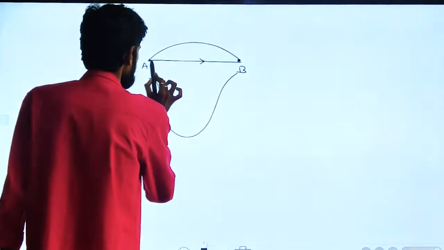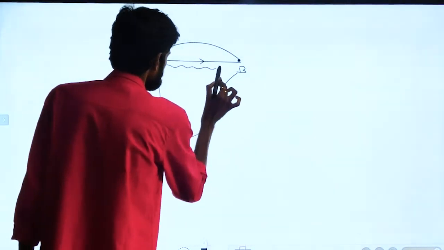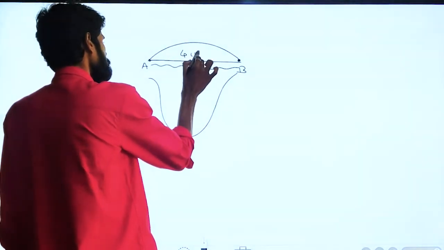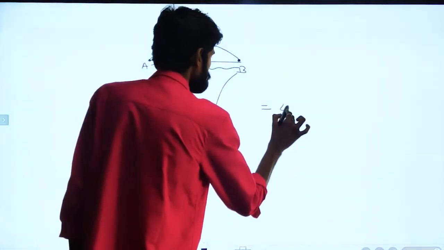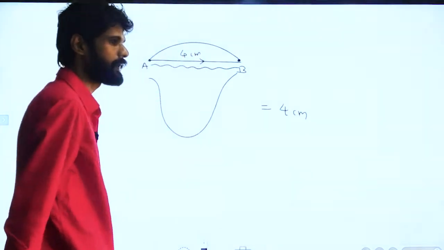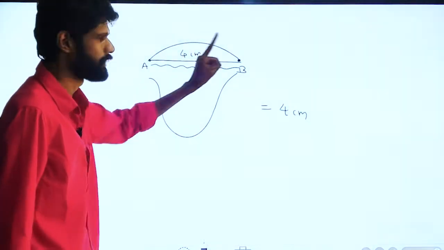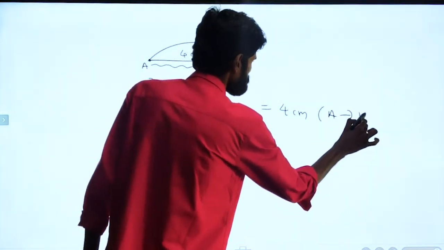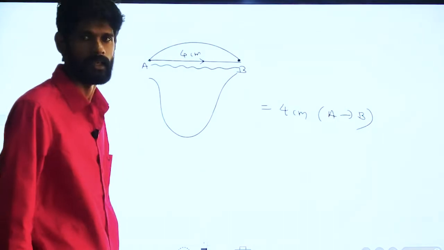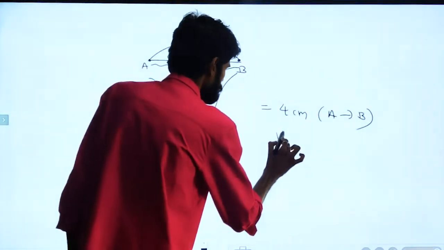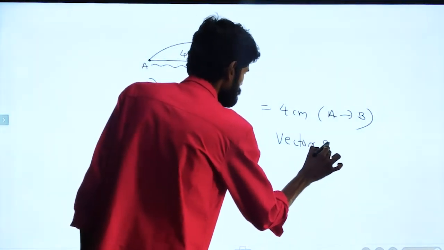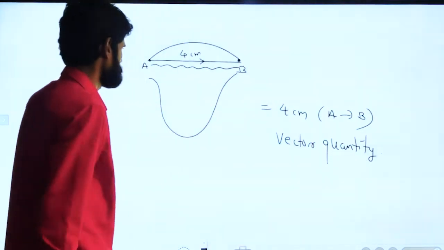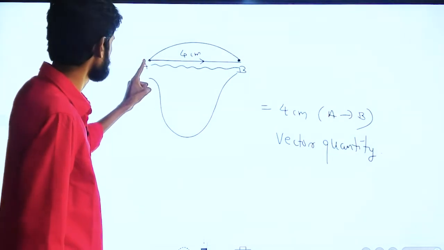The length of this line indicates the magnitude of the displacement. Suppose this length is equal to 4 centimeter. So the magnitude of displacement is equal to 4 centimeter, and it is directed from A to B. So the direction of displacement is from A to B. This displacement has both magnitude and direction, hence it is a vector quantity. Vector quantity means it has both magnitude and direction. So here the displacement is directed from A to B.